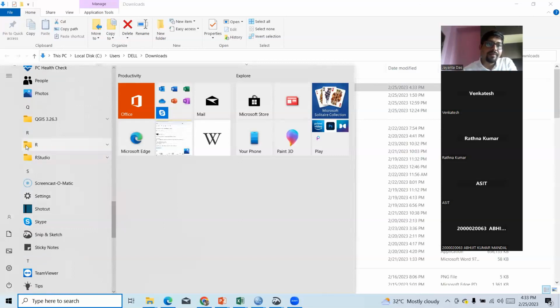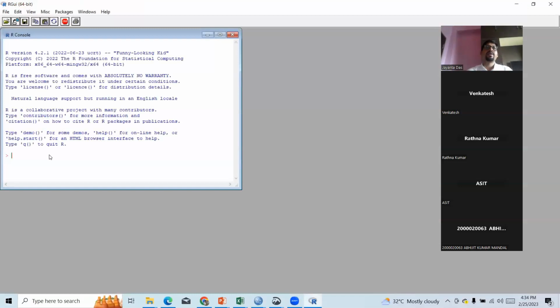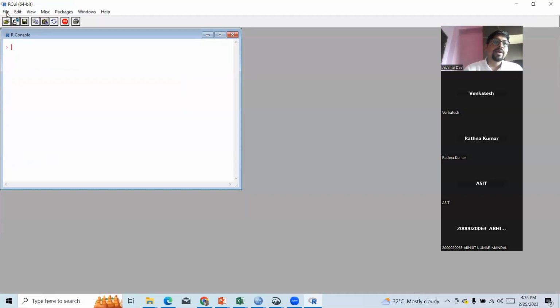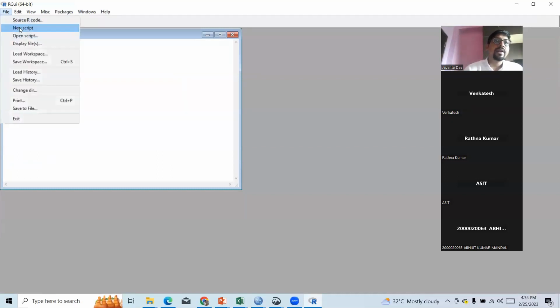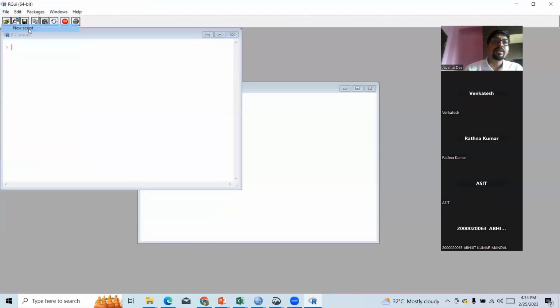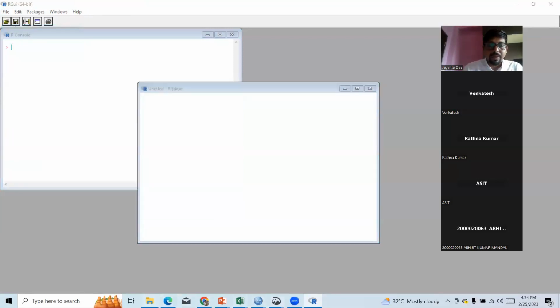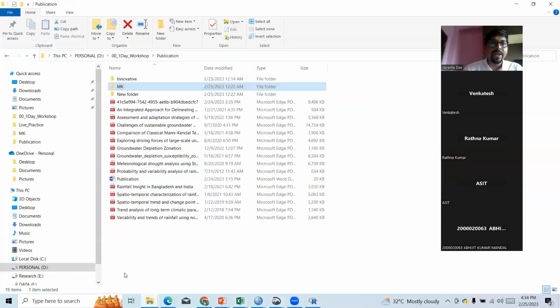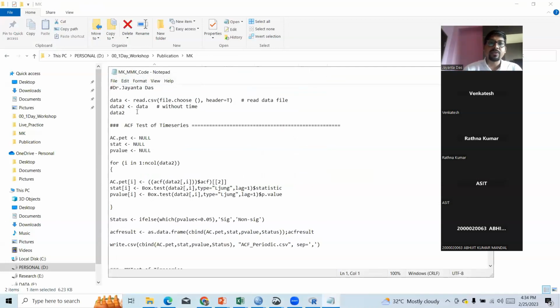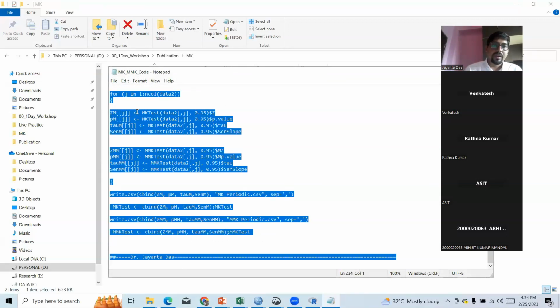Here is my R, the original version of R. This is the R console. We can clear everything from our console using Control L. Now go to File, New script, Source R code, Open script. I have prepared it in a text format, so I can copy and paste from here. I have shared this code with you.